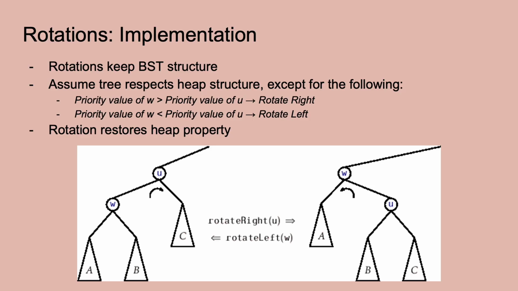Rotations are essential for supporting the insertion and deletion operations. They ensure that the BST and heap structures are maintained. For example, let's say that the tree on the left respects all heap and BST properties, except that the priority value of W is greater than the priority value of U. By rotating to the right, we can restore the heap property while maintaining the BST property. Similarly, we can do the mirror image of this move in case it is the other way around.